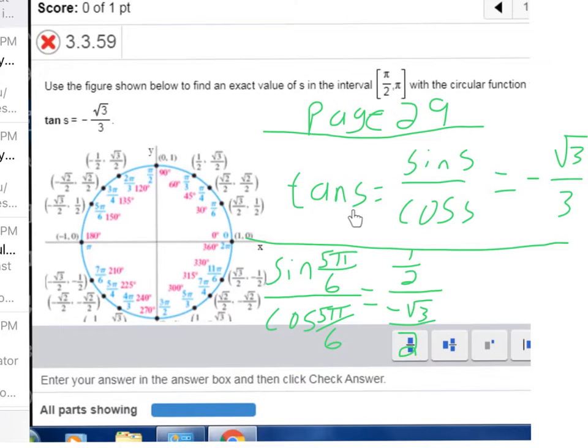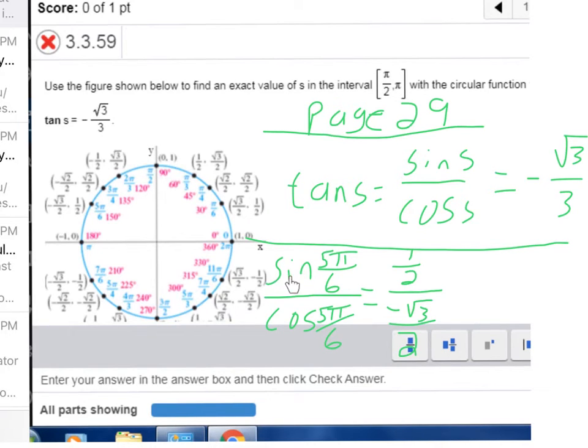Well, tangent of S equals sine of S over cosine of S. We want to find out what value of S gives us minus square root 3 over 3. Well, immediately I realize it's either 2 pi over 3 or 5 pi over 6, because you've got the square root of 3 here in both of those.